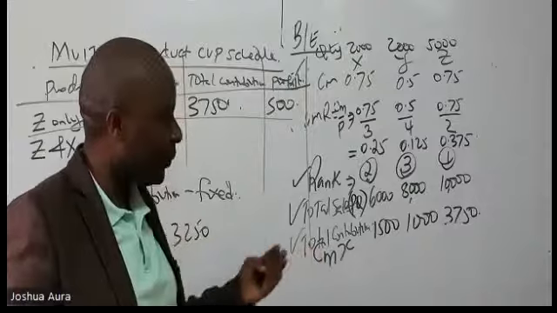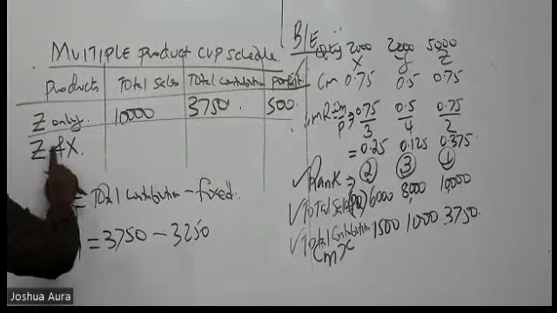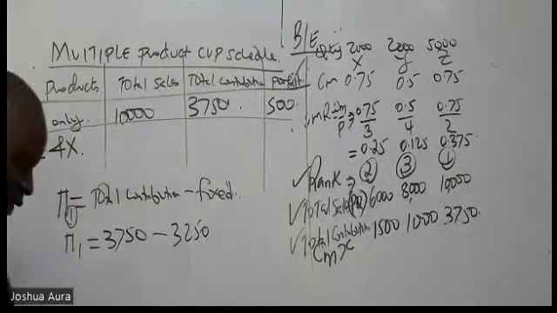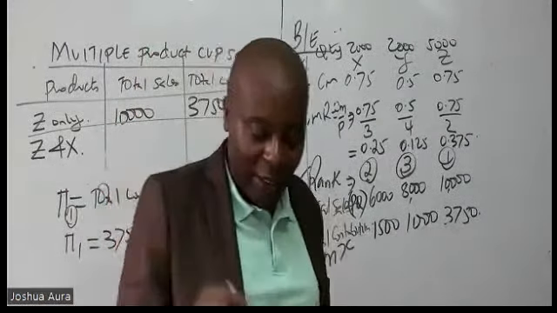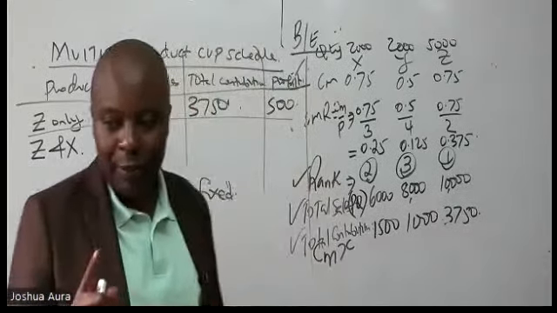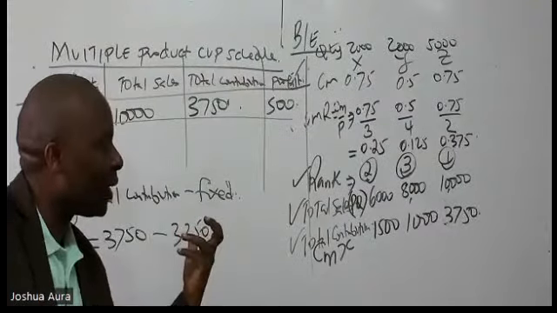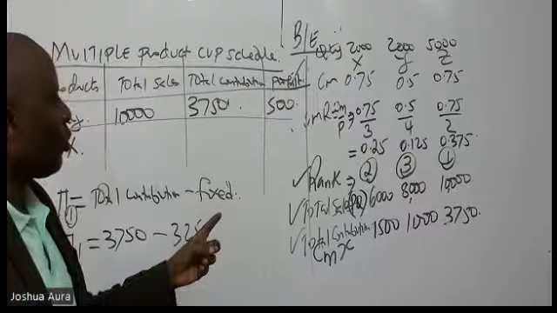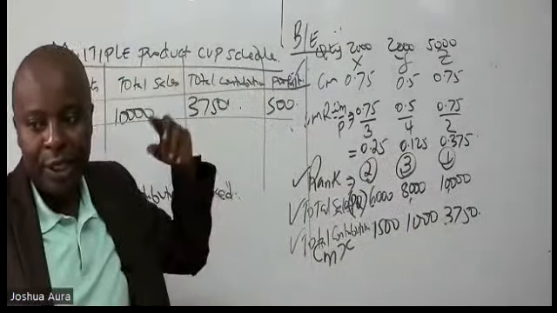So now, ladies and gentlemen, if you are to produce Z and X, what total sales will we generate as an organization if we were to produce the two of them? It's only about adding them up. So remember, it is Z and X. Total sales will be 6,000 plus 10,000, so that gives me 16,000.